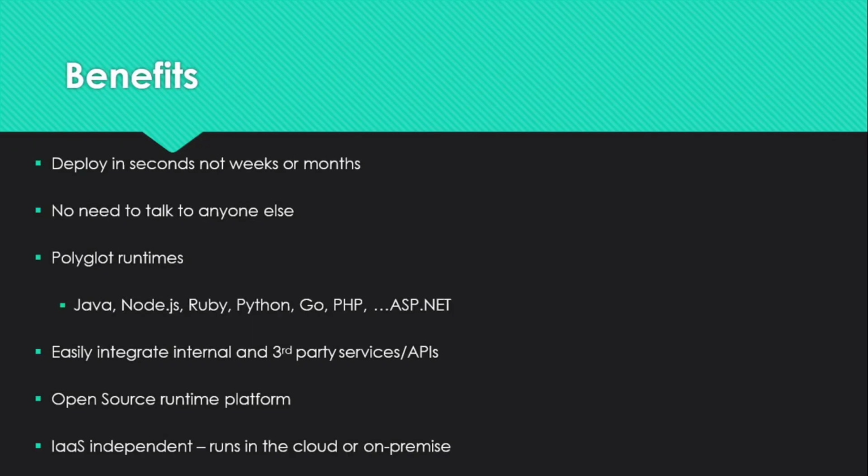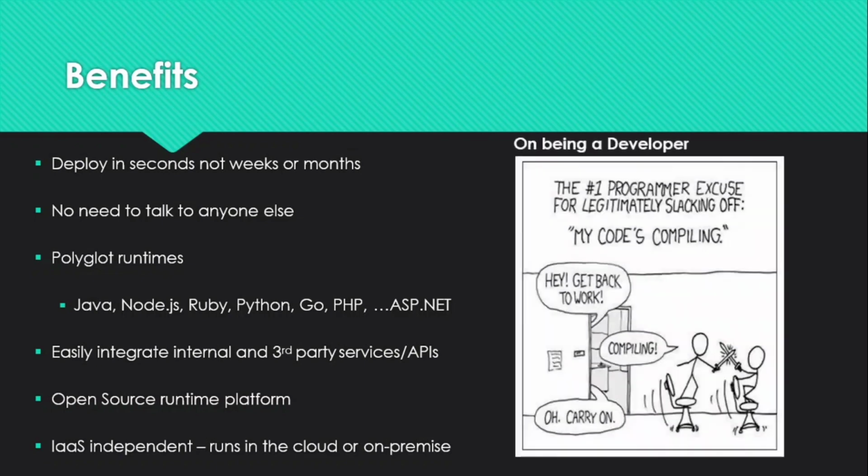So let's see what the benefits of IBM Bluemix are. It can be deployed in seconds and not in weeks. No need to talk to anyone else. It can run in any environment like Java, Node.js, Ruby, Python, Go. Easily integrated with any third-party services or API, open source and runtime platform. Infrastructure as a service independent, runs in the cloud or on premise.